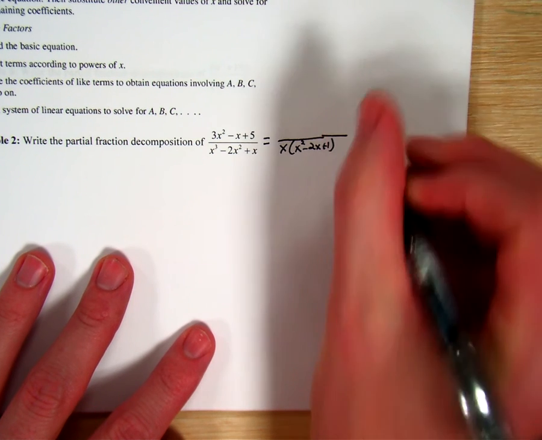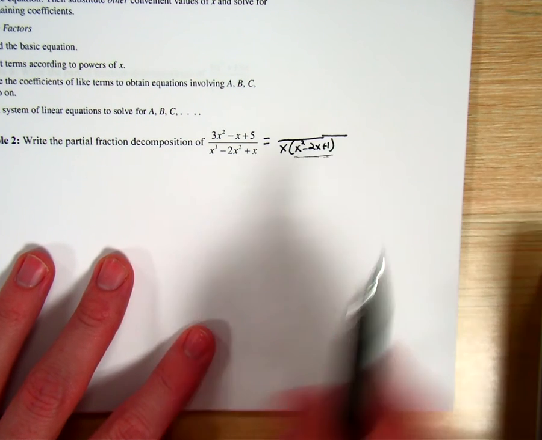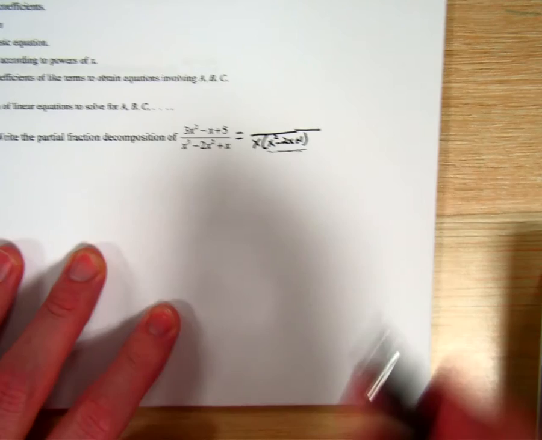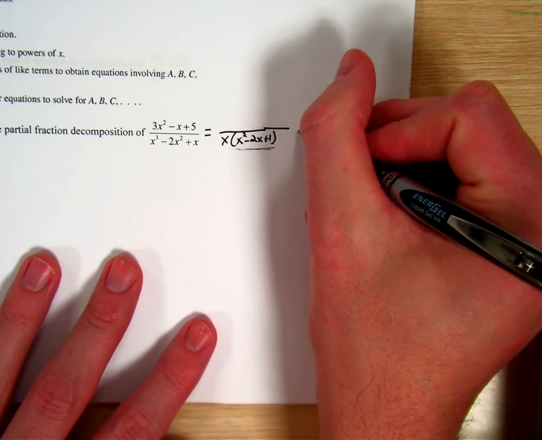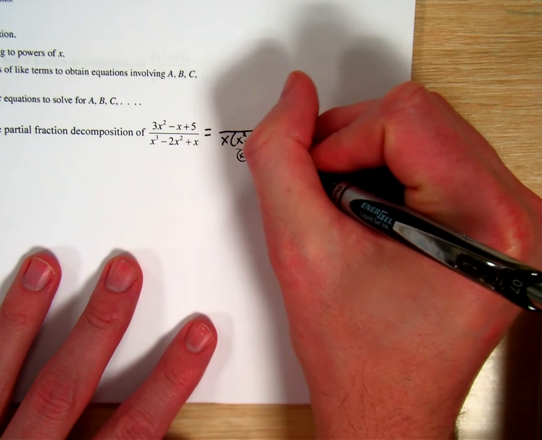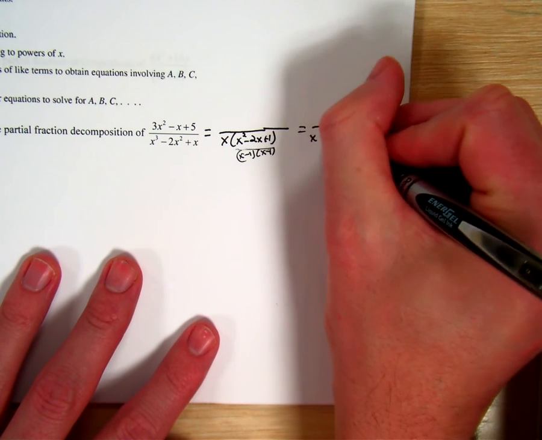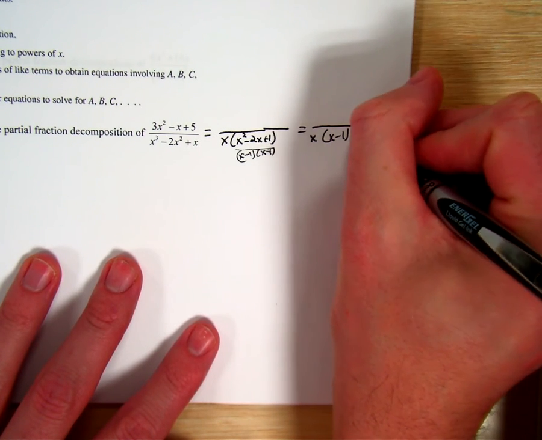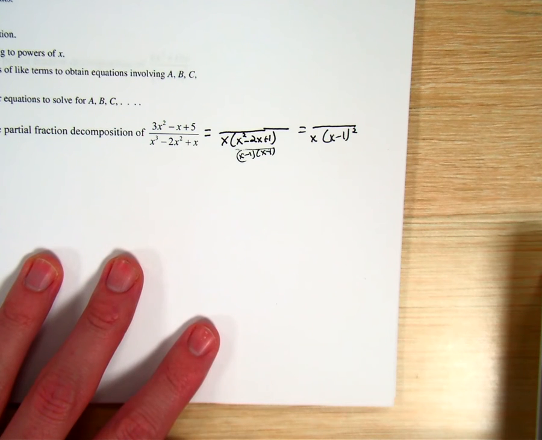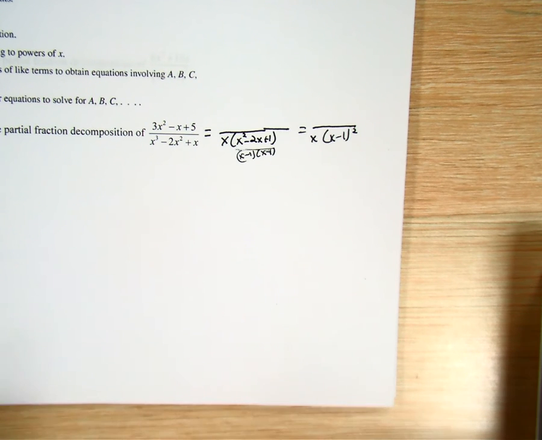And this now factors to x minus 1 times x minus 1, which would be x minus 1 parentheses squared. So we have a repeated root. We have x minus 1 repeated. Okay, and we're going to see what that entails for us today.